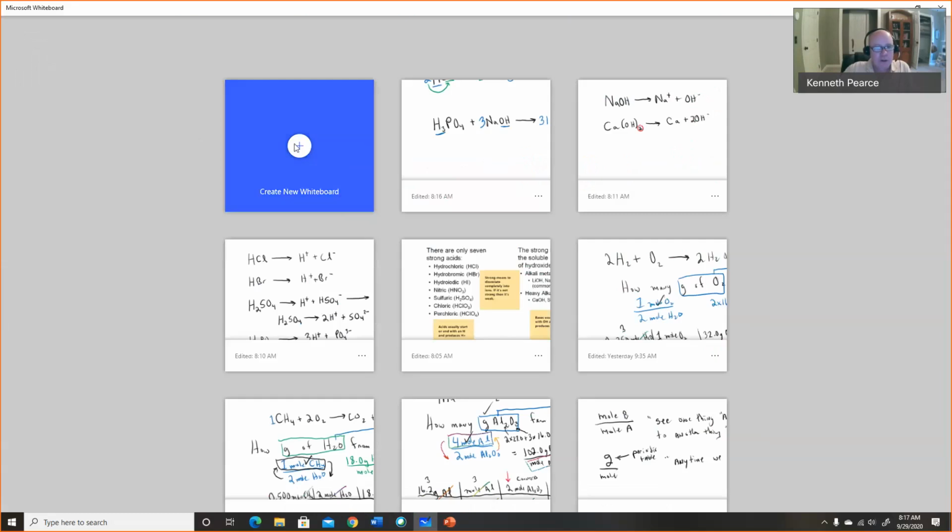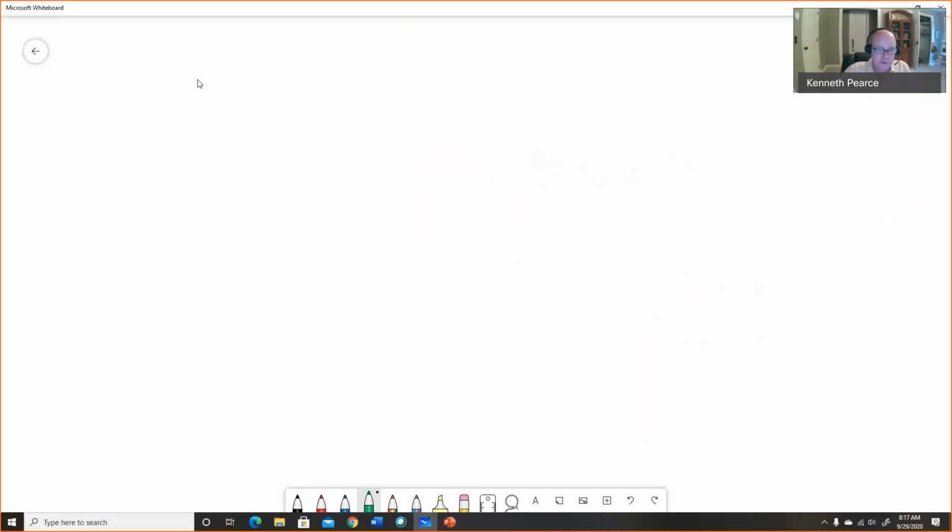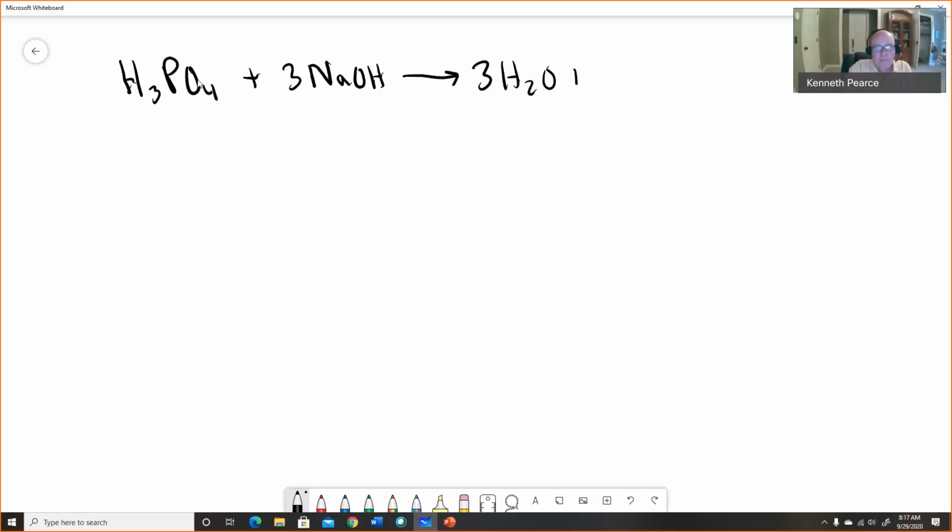Now, the key skill that we need to be able to do is calculations involving acid-base neutralization. So let's go ahead and work through one. So let's say that we have the phosphoric acid, which we just did, plus the 3 sodium hydroxides going to 3 waters and the sodium phosphate.